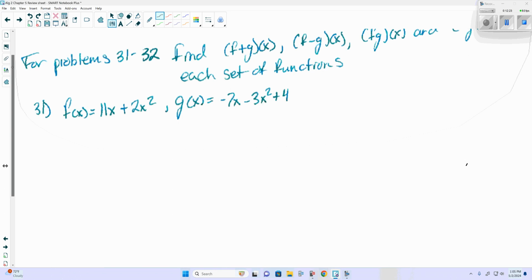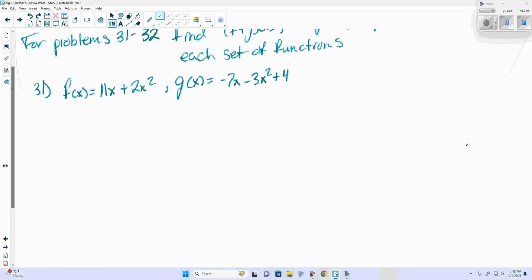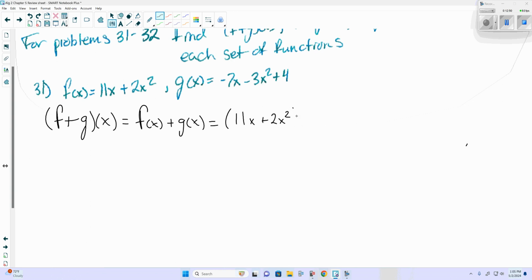31. Find f plus g of x, f minus g of x, f times g of x, and f divided by g of x. So the first one we're going to look at is f plus g of x. So f plus g of x is just f of x plus g of x. And f of x for us is 11x plus 2x squared. And g of x is negative 7x minus 3x squared plus 4. We're just adding these two together.